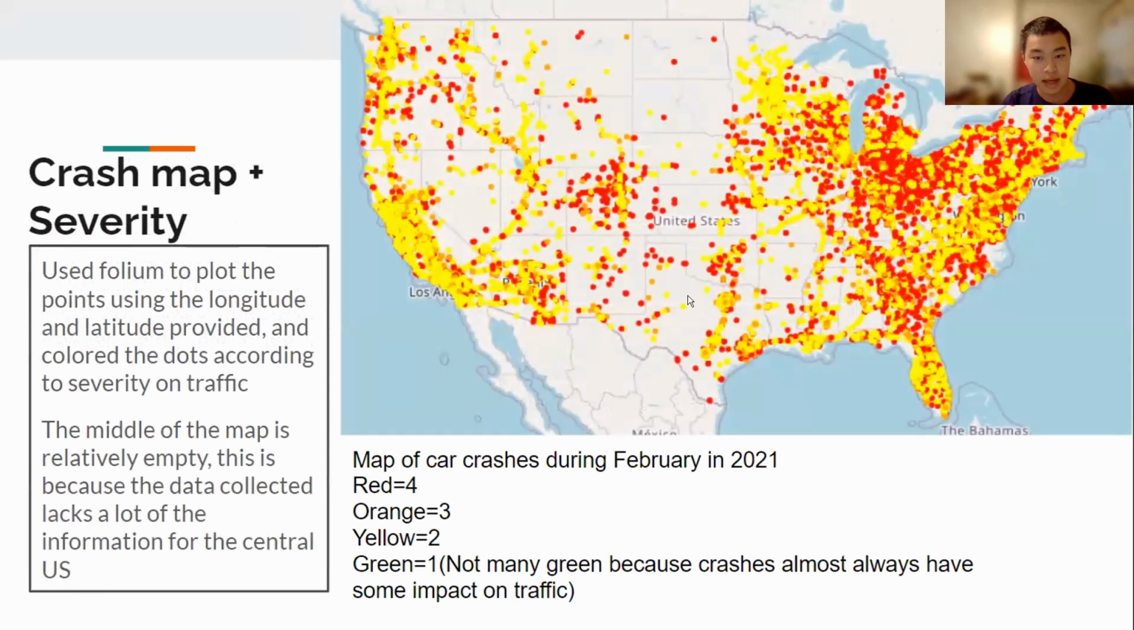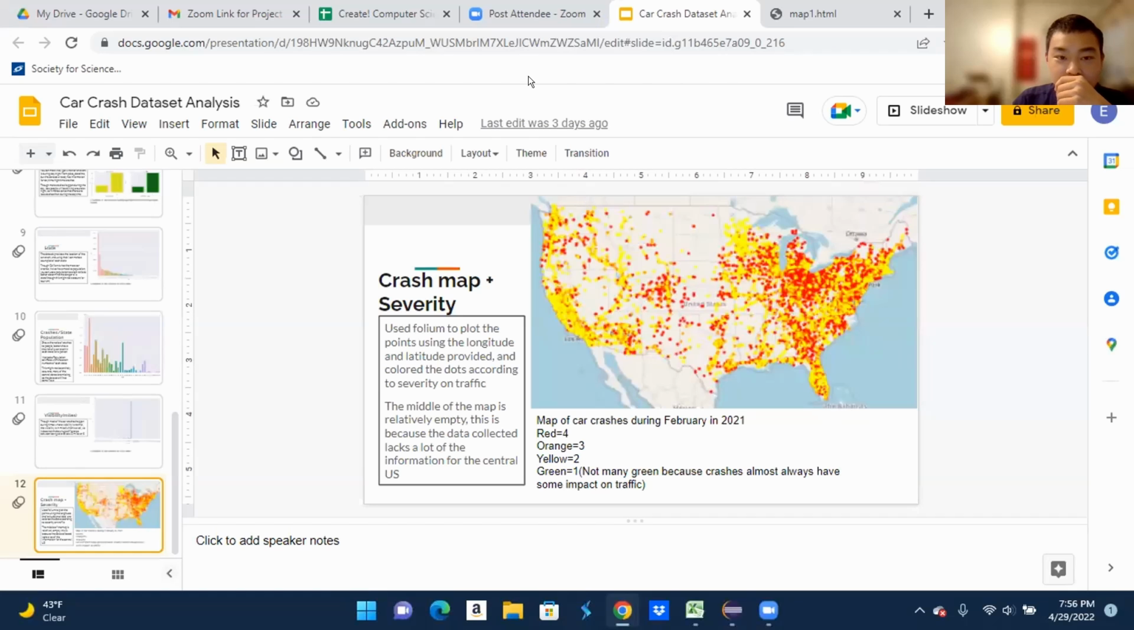And then finally, I have this map, which plots every single crash using the longitude and latitude. I also have these color coded based on the severity of traffic impact. The way the dataset organizes these is that red is equal to 4, orange is 3, yellow is 2, and green is equal to 1. Using those numbers, I can plot them with a specific color. And again, as you can see, most of these central states don't have many data points on them, so they appear mostly blank. And that's it for my project.